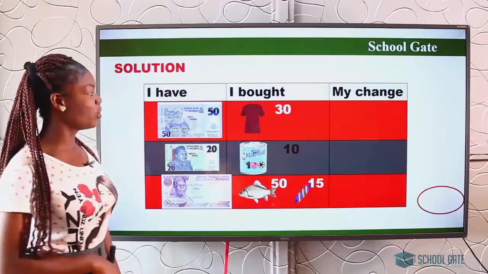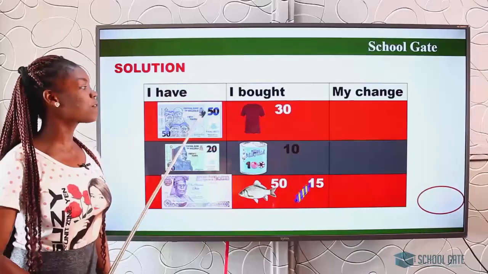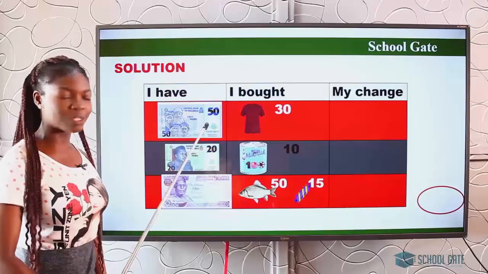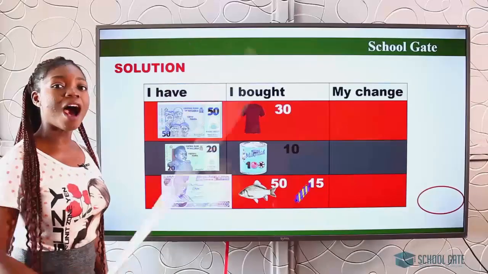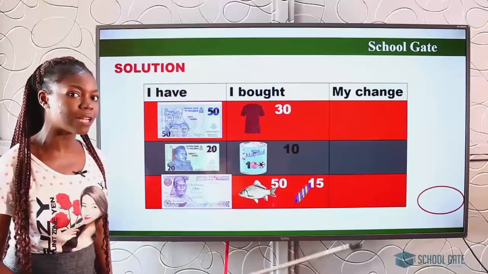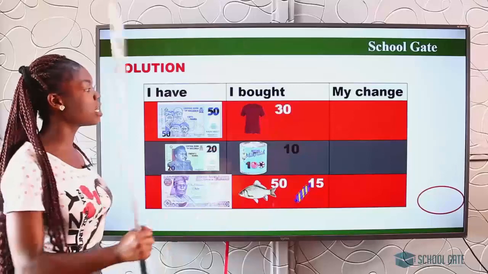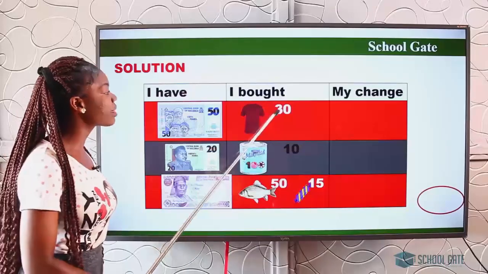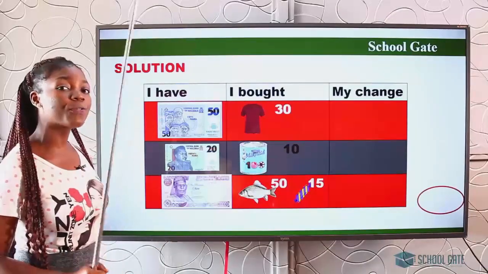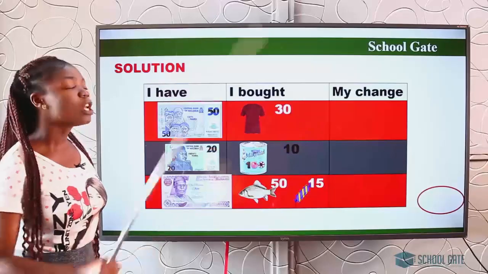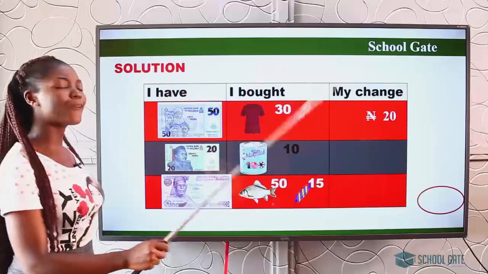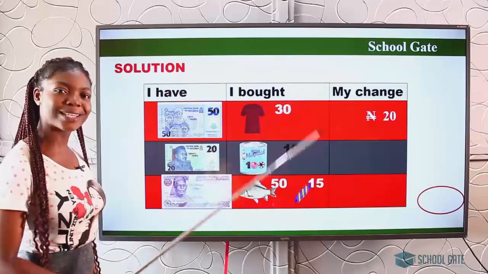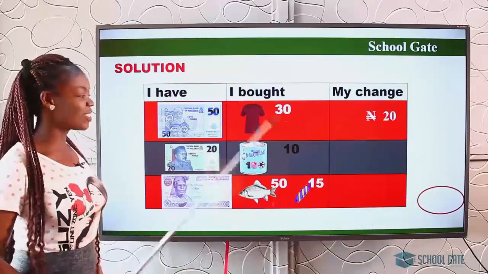Alright, kids, a solution, okay? You have 50 naira. This is a 50 naira note. You bought a shirt of 30 naira. How much is your change? You subtract, okay? 0 minus 0 is 0. 5 minus 3. You count your 5 and you remove 3. How much is left? 20 naira. So your change is how much? 20 naira. If you got 20 naira as your answer, clap for yourself. You did well. That's good.